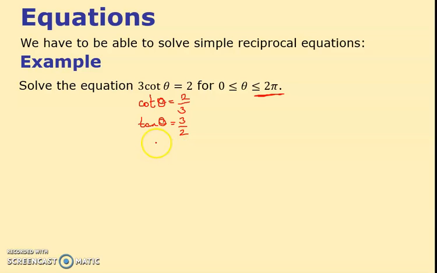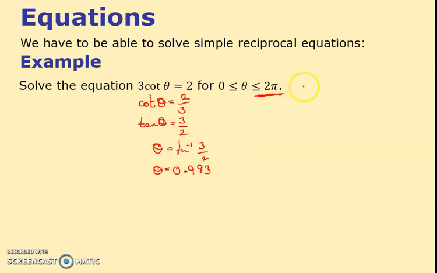And now it's just a simple equation. Theta is the inverse tan of 3 over 2, which I have no idea what it is, but I shall do it now. What am I in radians? I'm in radians, that's good. Inverse tan of 3 over 2. And I get a nasty decimal, which is 0.983.